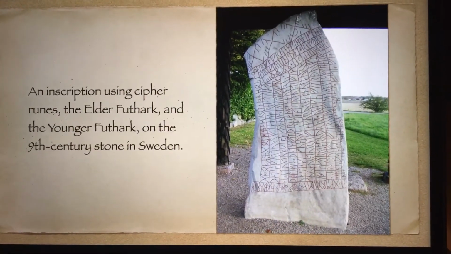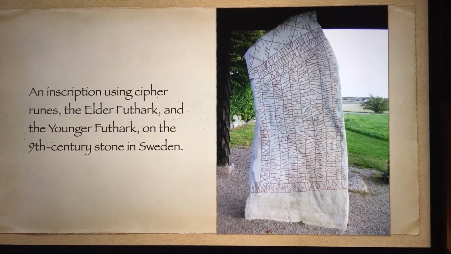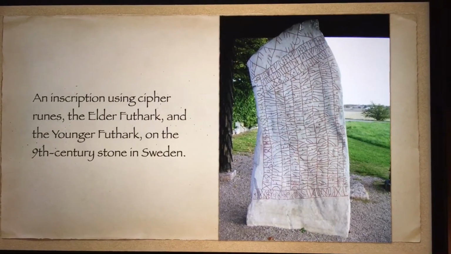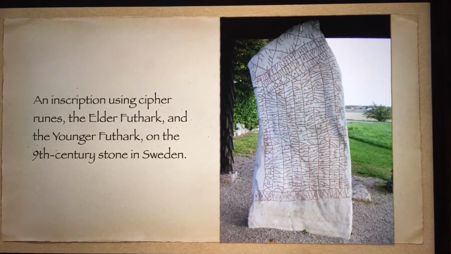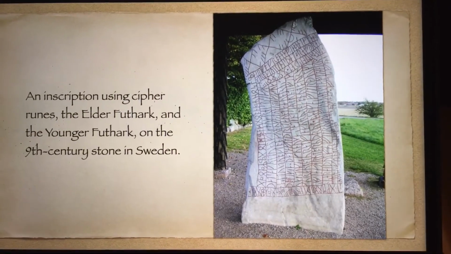This, I thought, was a cool example of how the runes were inscribed on stones using cipher runes, the Elder Futhark and the Younger Futhark, on a 9th century stone in Sweden.